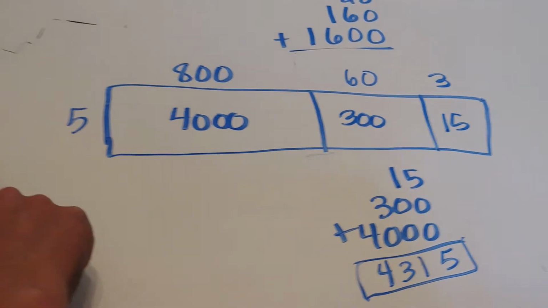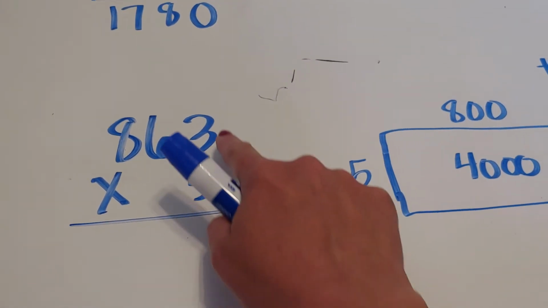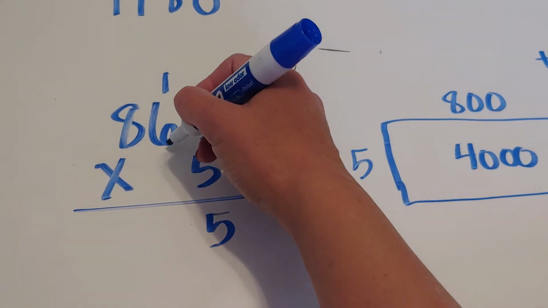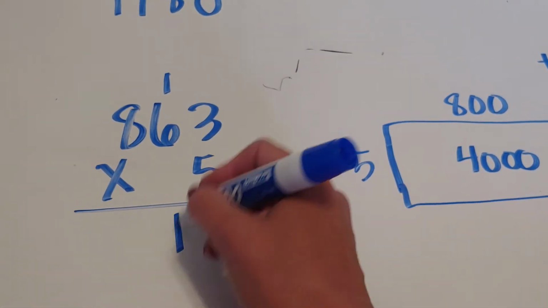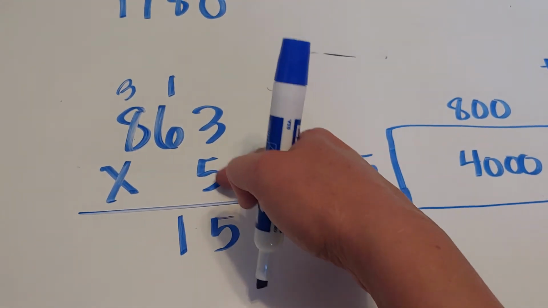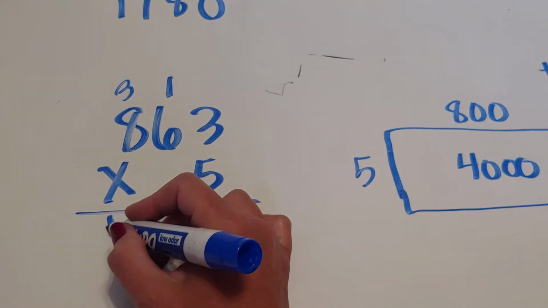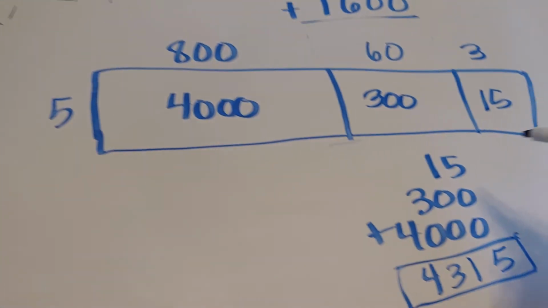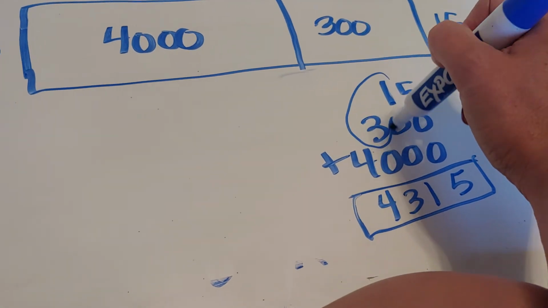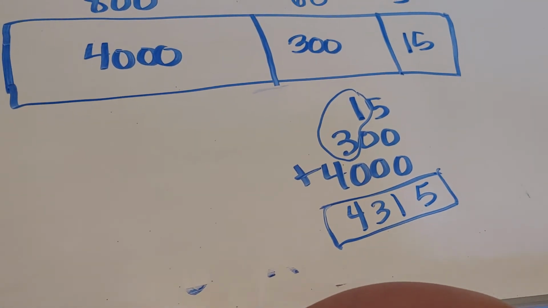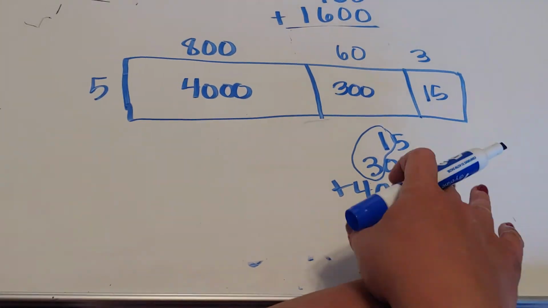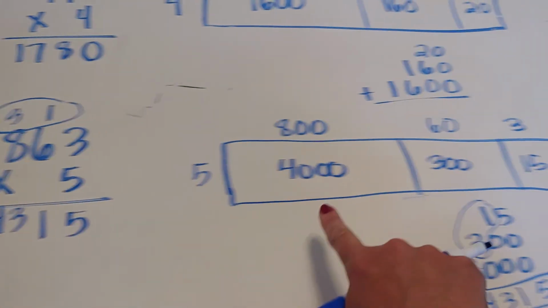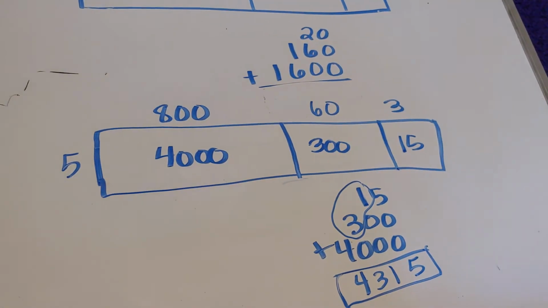Now let's go over to our standard algorithm and see what happens. 5 times 3 is 15, carry a 1. 5 times 6 is 30, 1 more is 31, carry the 3. 5 times 8 is 40, and 3 more is 43. So I carried over a 1 and a 3. You can see it right there. Again, we're trying to show students why we use this algorithm, where it comes from. And it comes from this idea of place value.